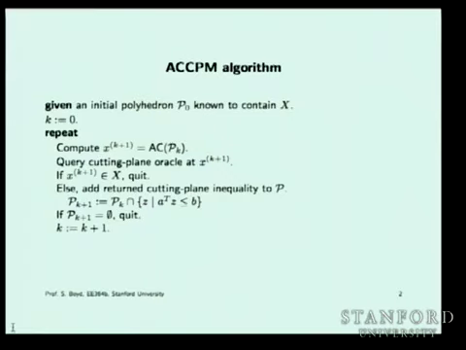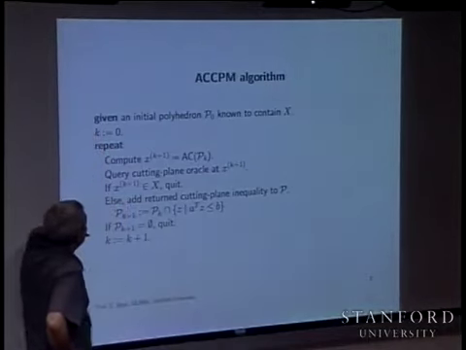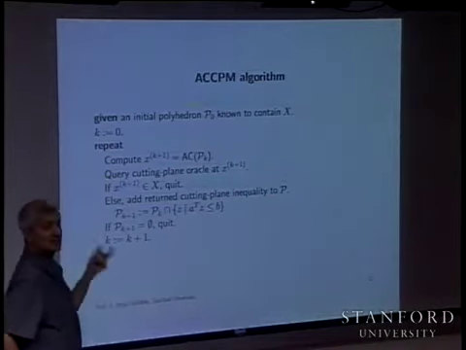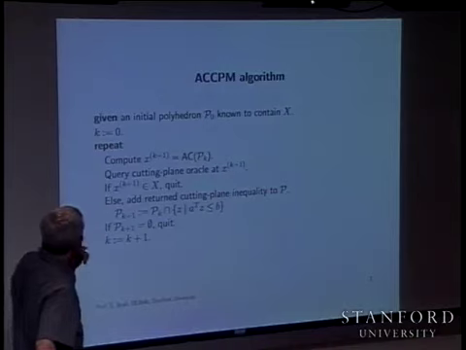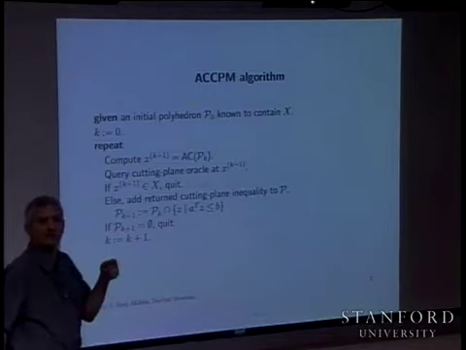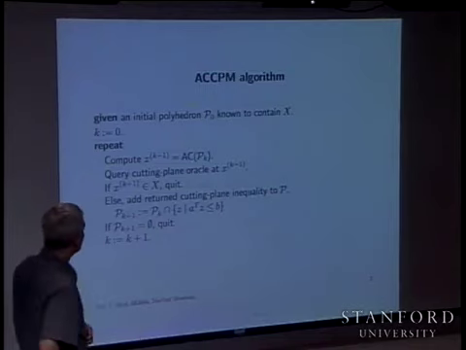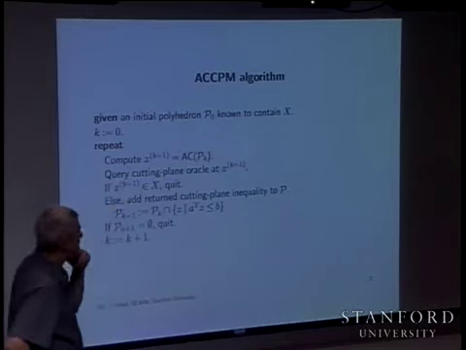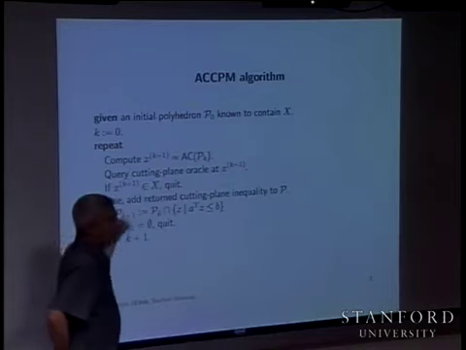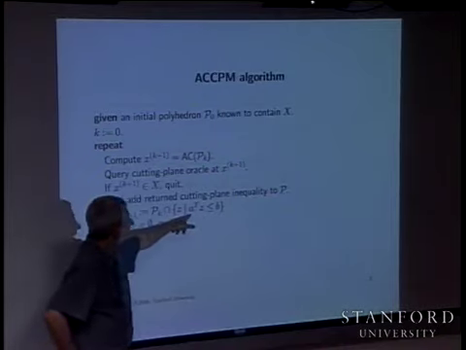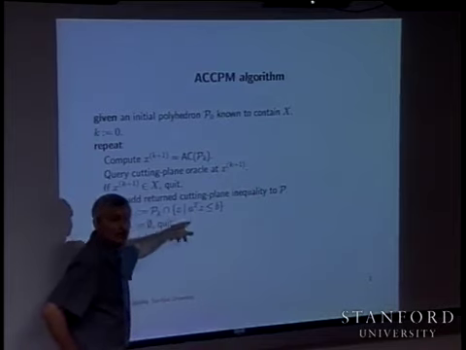Okay, so here's the Analytic Center cutting plane method. You're given an initial polyhedron known to contain some target set, which might be feasible points, or epsilon suboptimal points. That doesn't really matter. You find the analytic center of the polyhedron, more precisely, of the linear inequalities that represent the polyhedron, and you query the cutting plane oracle at that point. If that point's in your target set, you quit. Otherwise, you append this new cutting plane to this set.